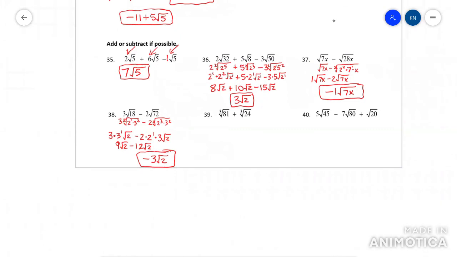Okay, same thing on this next one. All right, take out your groups. So it's really like 3 cube root 3 plus 2 cube root 3, which would make 5 cube root 3.